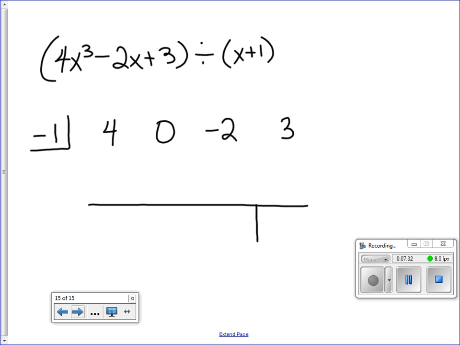Alright, bring this straight down. And then what happens? Alright, and where is that answer going to go? Under the 0, okay? And then what? Add 0 and -4. That's a tough one. And then what? -1 and -4. What's that answer? 4. Okay. And then what happens?